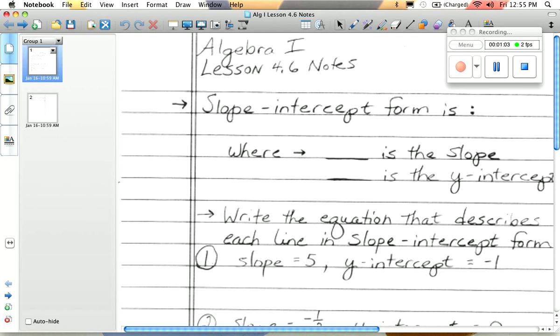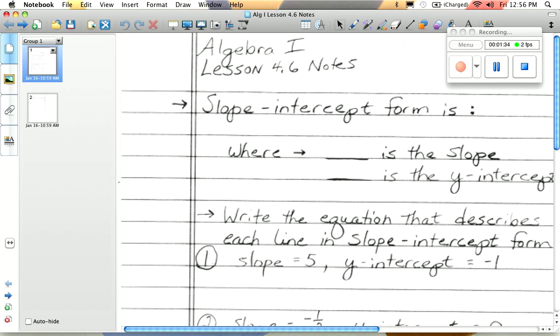AX plus BY equals C. We used it when we wanted to find the x and y intercept. That form was really handy for that. Lesson 4.2. I'm not giving it to you. AX plus BY equals C. What's that form? Standard form.